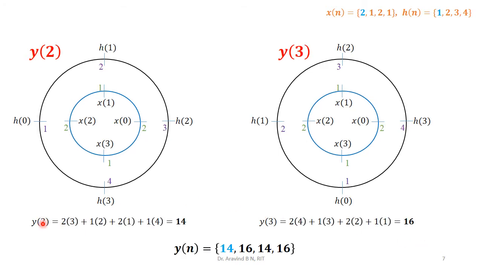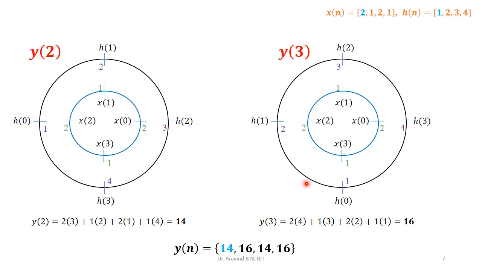Continuing, y of 2: h is shifted in an anti-clockwise manner by one position. Corresponding values we have taken over here. So now we are going to have the y of 2 calculation. You can just observe the values as I say them: 2 into 3 plus 1 into 2 plus 2 into 1 plus 1 into 4 we are going to make. So the answer is 14.